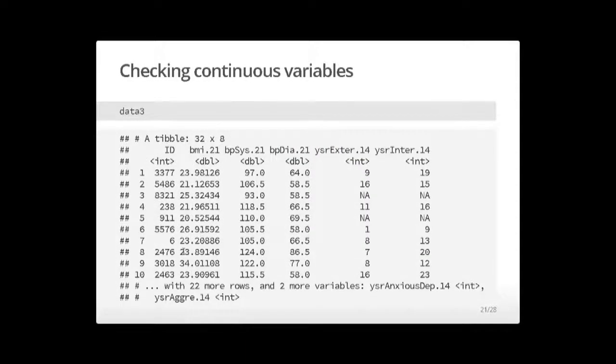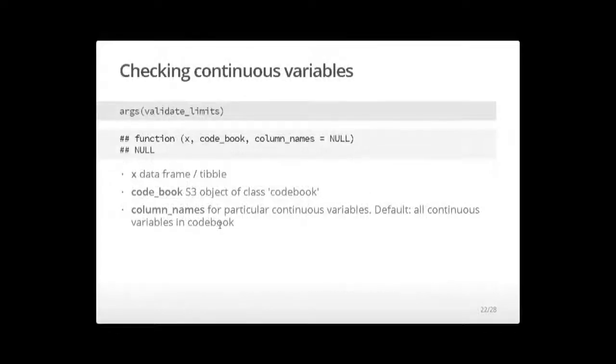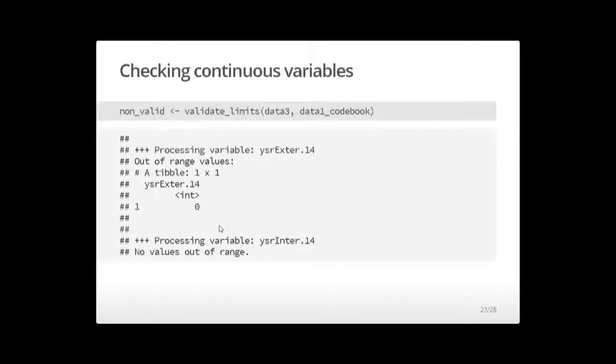We can also read in, say, a different data set, and then we'll see that we've got some continuous variables here, doubles and integers, and we can then validate the limits on these using the code book, the information in the code book there. And I guess that's fairly straightforward. And so we'll see that there is just one value out of range. As I say, this is sort of early days, and I'd be keen to get any feedback.